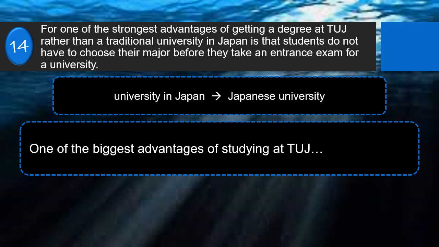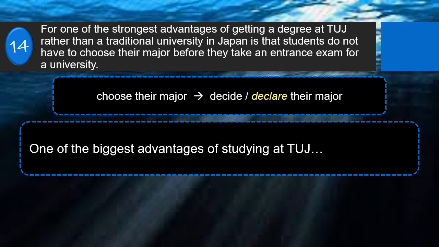University in Japan, Japanese university. We're seeing this again and again and again. Choose their major. Better than choose would be decide, because it takes a long time to think. You're not just going, eeny, meeny, miny, mo, okay, I'll have the chicken. You'd spend a lot of time thinking, so decide is much better than choose.